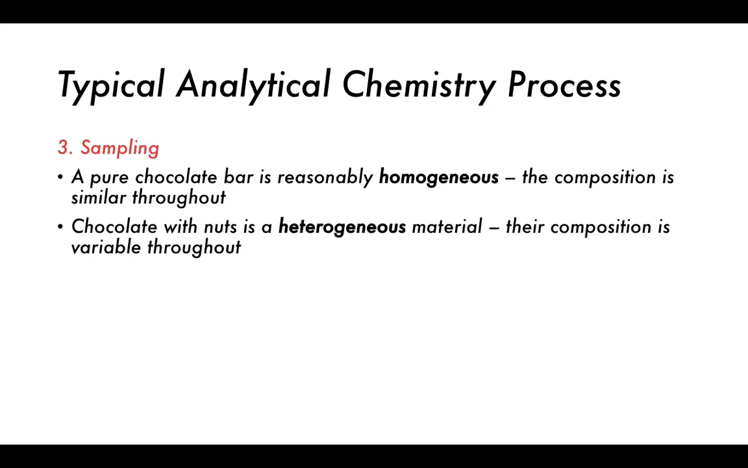Chocolate with nuts is a heterogeneous material because of the nuts that are present in there. They aren't mixed perfectly through the chocolate. And so that results in this heterogeneous material where one part is pure chocolate, one part is pure nut, but overall it makes a chocolate bar with nuts. And so its composition is going to be variable throughout.